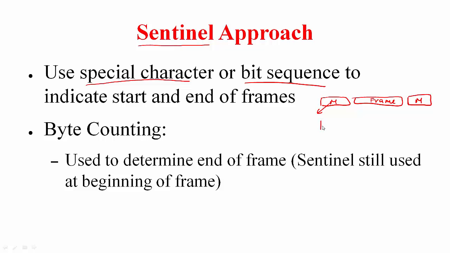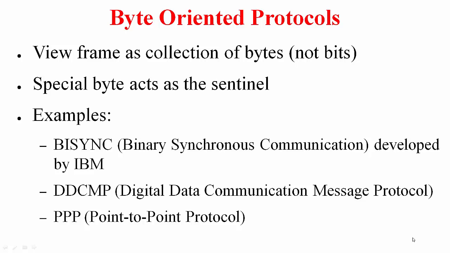At times, instead of using an end of frame marker, you use a byte count. So you do something like this. This byte count specifies the length of the frame. So after the marker, you interpret the byte count and then you count the bytes and then you know that this is the end of the frame. Based on this concept, there are two approaches to framing. One is the byte-oriented protocols, which view a frame as a collection of bytes, not bits.